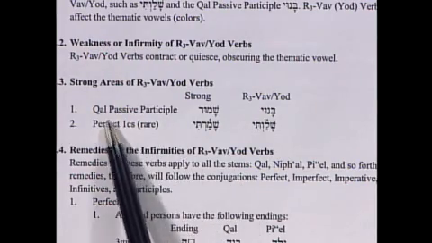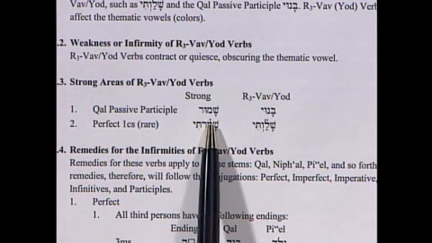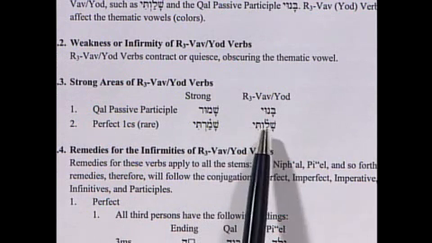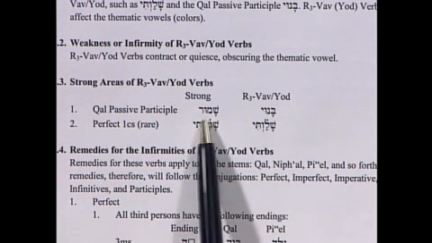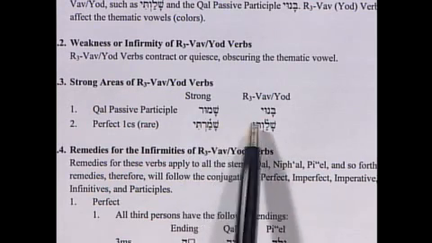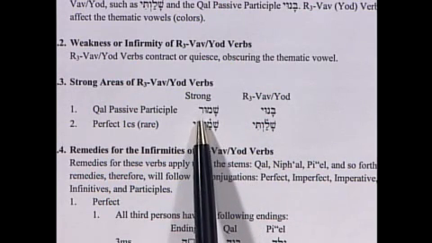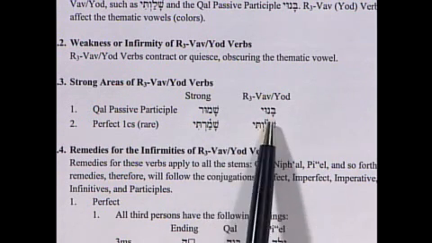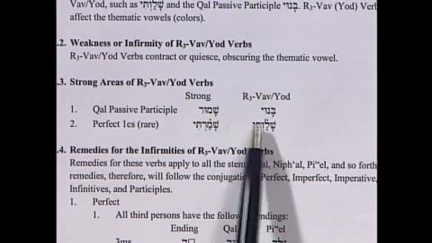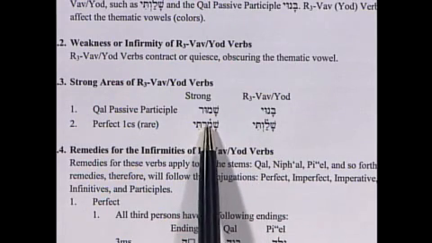Here we have the qal passive participle, shamur, which you're familiar with. And when we look at the R3 Vav Yod, we get banui. The bet would be, of course, the R1. The nun is R2. The shureq is the thematic vowel you see for the qal passive participle. But the R3 of the strong verb, the resh, is the Yod here. And this Yod is consonantal. And so this is just like a strong verb here with banui. You can see banui, shamur. They're really the same thing.